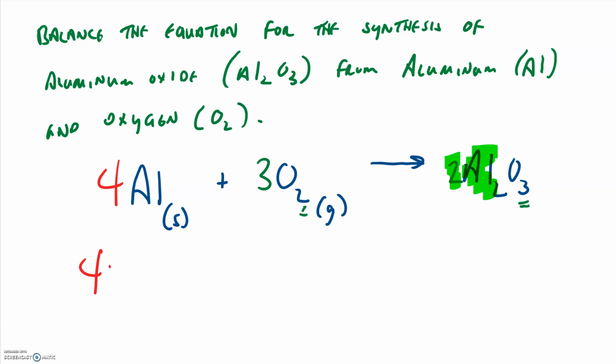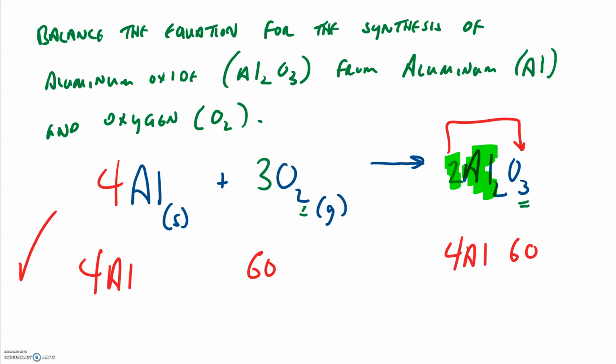Let's double check. 4 aluminums on this side, 4 aluminums on this side. Cool. 6 oxygens on this side. This 2 multiplies this entire molecule, so it also multiplies the subscript for the oxygen, and that means 6 oxygens over here, and we are balanced. Okay? Take it for a spin.